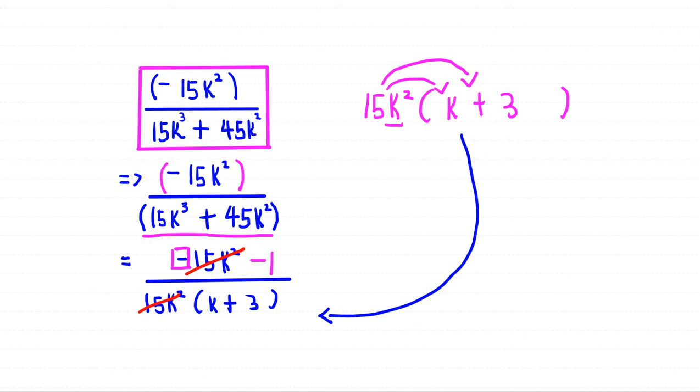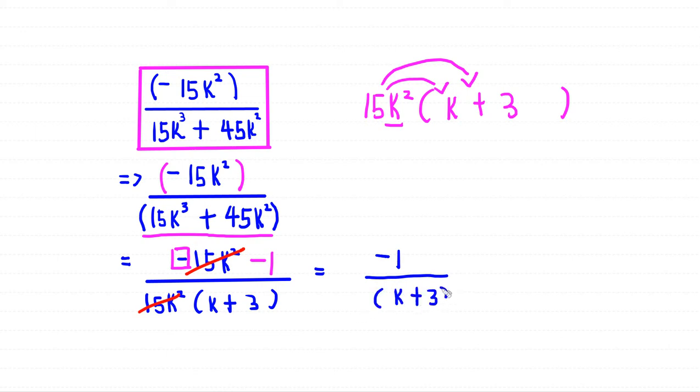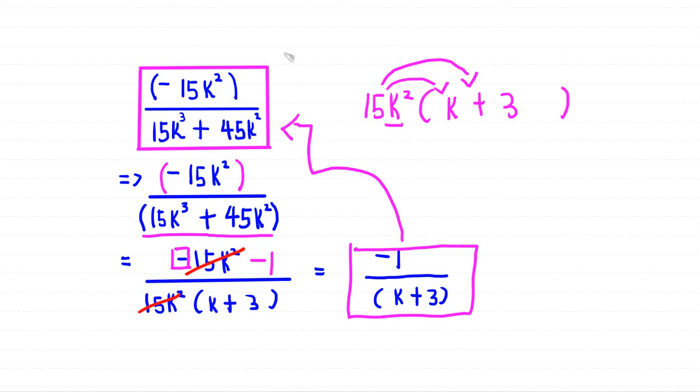So I will write this down again right over here. It is equal to negative 1 over k plus 3. And we have simplified the expression. This is the simplified version of the original expression, algebraically.